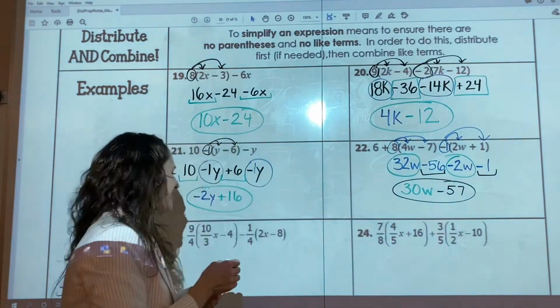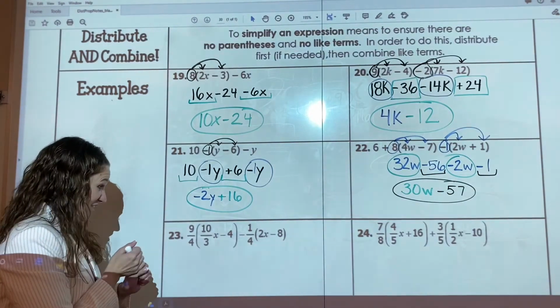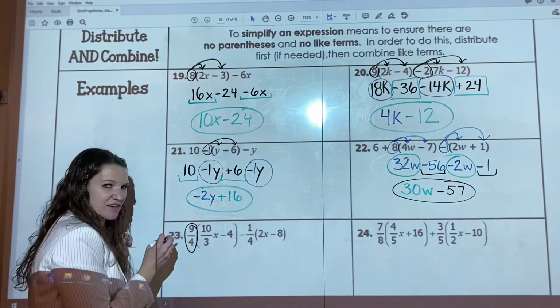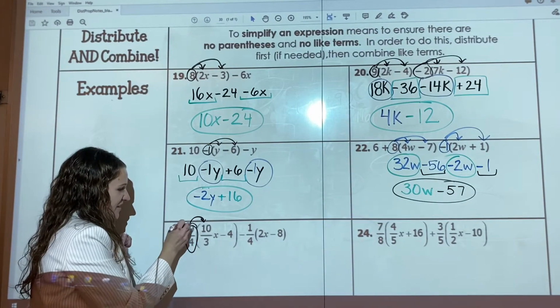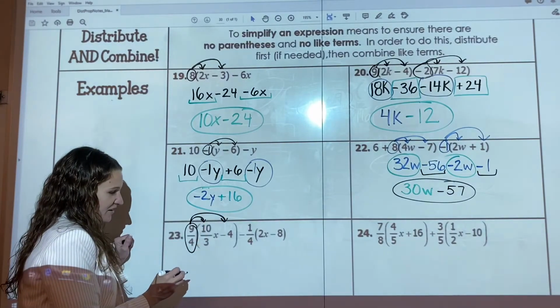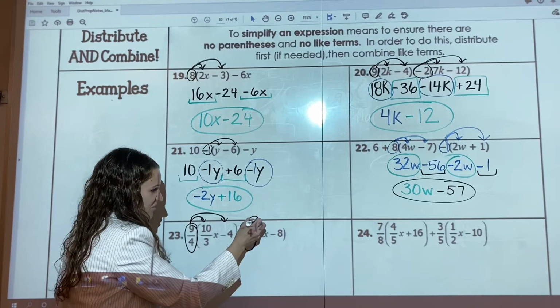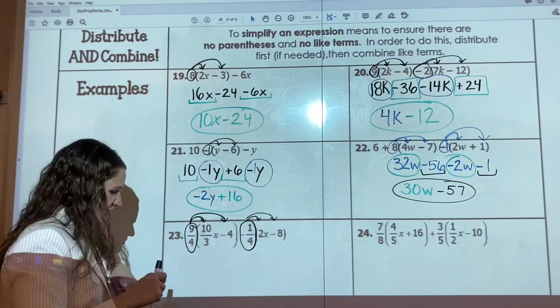All right. Couple more. Here we are going to be distributing fractions. That's okay because we have a calculator. We'll distribute 9/4 times 10/3 x, and then times the -4. We're also going to be distributing this -1/4 to the 2x and the -8. So let's get our calculators out.